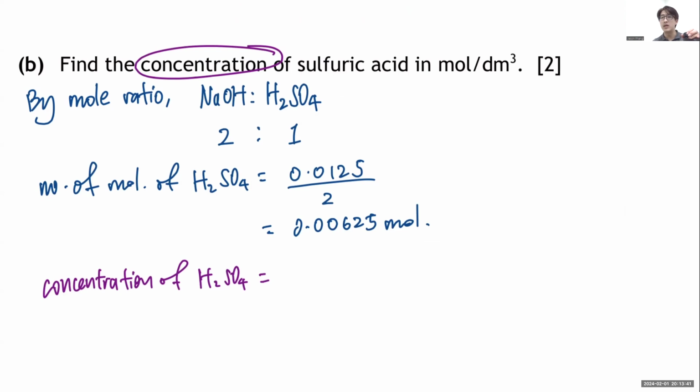Mole per dm cube means mole divided by dm cube. So, over volume. What's my volume? Above they give me 25, isn't it? What's my volume? 23.3. But do I leave it as 23.3? Must convert it into dm cube.